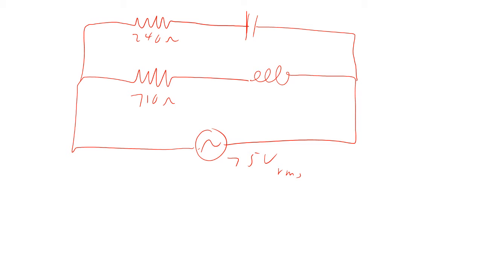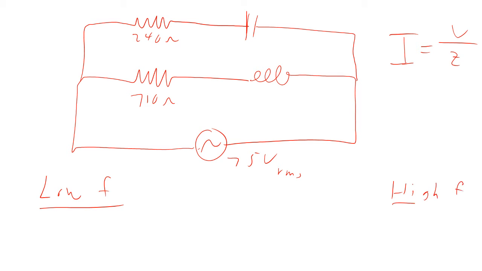And so the question is, what's the current flow at high frequency, and what is the current flow at low frequency? So I want to know the current at high frequency and low frequency. Well, we know that the current is going to be equal to V over Z. Okay, so we got V over Z. All we got to do is find Z. So we need to find the limiting cases of low frequency and high frequency.